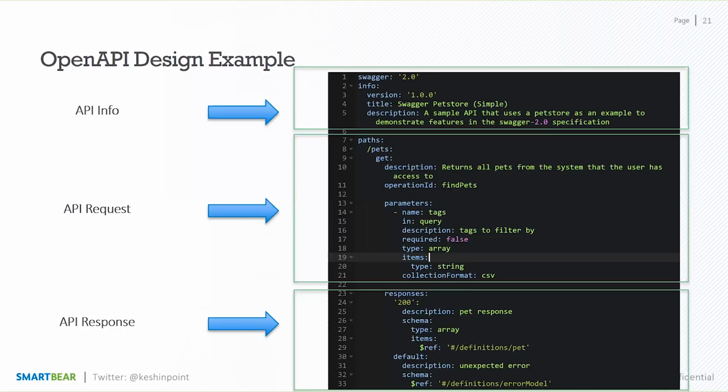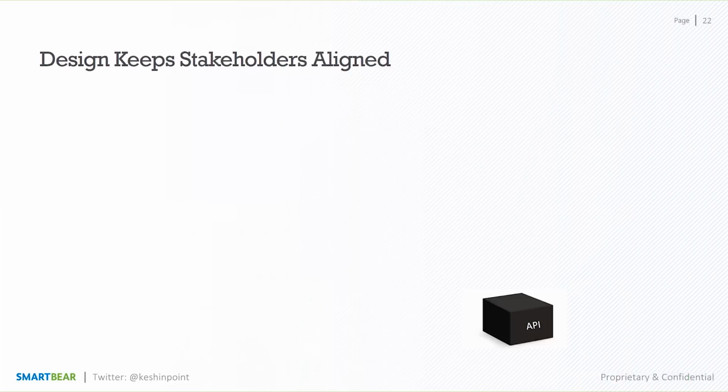But as your API becomes more complex, as you add more resources, designing the interface becomes a little more challenging, but it also leads to long-term positive ramifications. The other big advantage of designing is that it keeps all the internal stakeholders aligned, right?